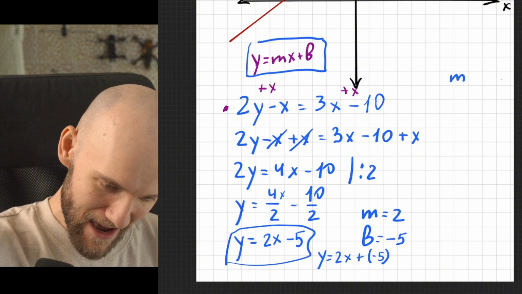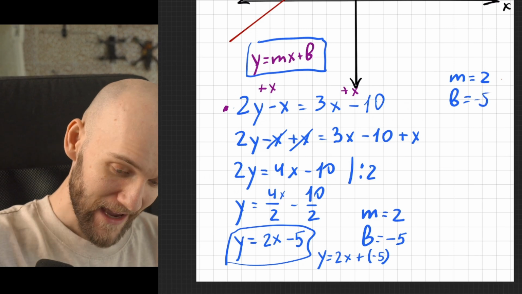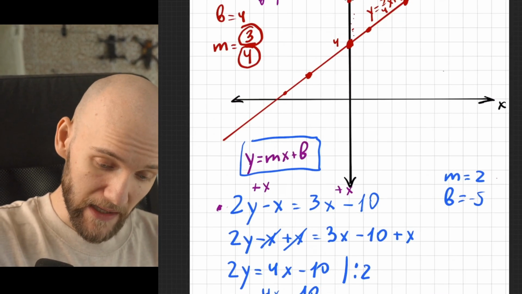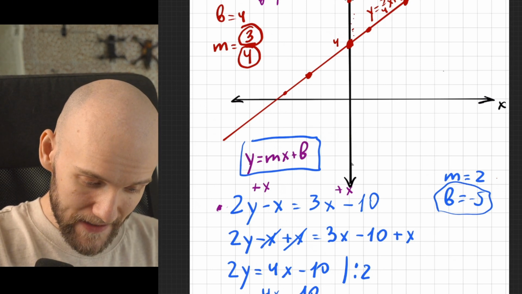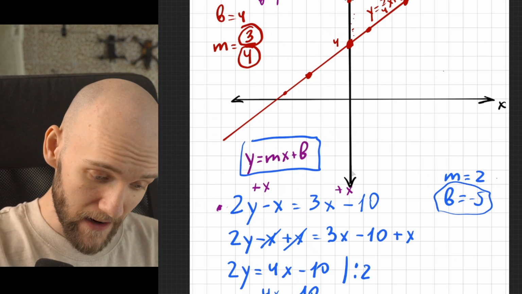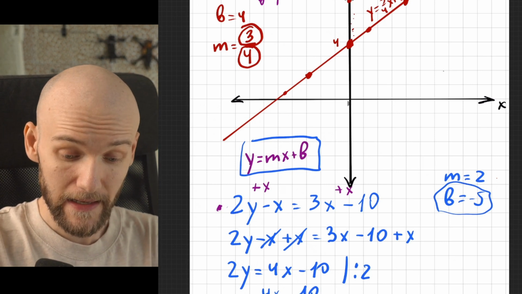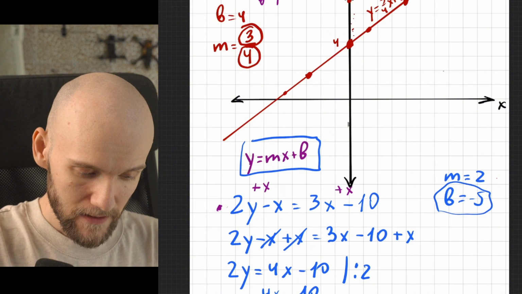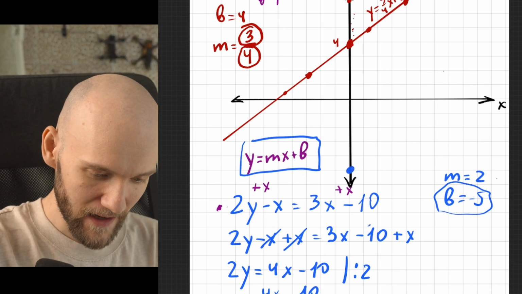Again, we have m equals 2 and then b equals negative 5. We start with b because b is our y-intercept. Our line will intercept the y-axis at the point minus 5. So we start here and we go down because it's a negative number. Minus 1, minus 2, minus 3, minus 4, negative 5. We find ourselves here, and this is the point on our line.